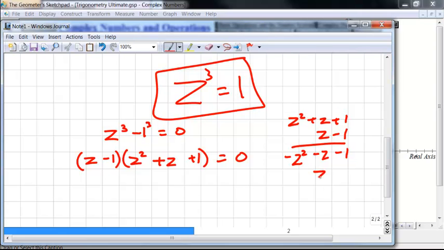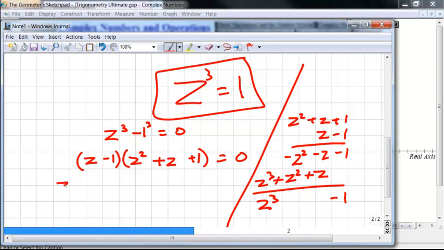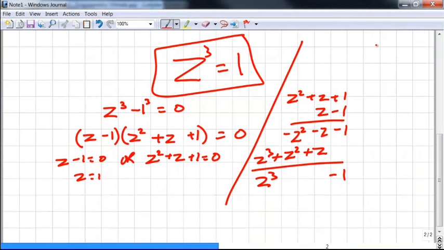Multiply everything by z, and line up like terms, and we get z cubed, those disappear, minus 1. Well, then this means z minus 1 equals 0, which says z equals 1, or z squared plus z plus 1 equals 0. And you probably remember the quadratic formula here, that this says z equals the opposite of b over 2 times a.